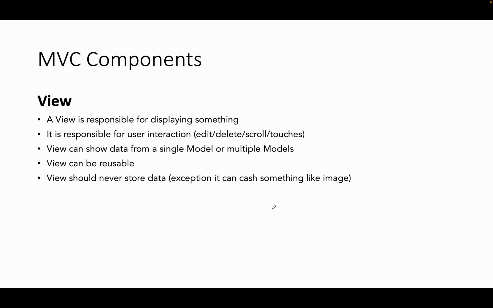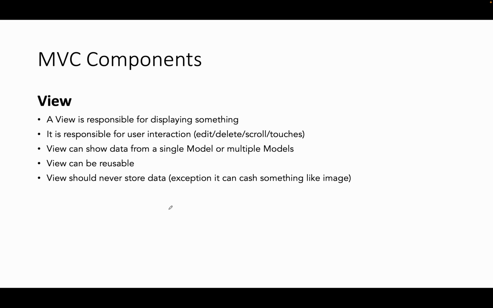Now the view is responsible for displaying something, obviously, and it is responsible for any kind of user action like edit, touches, scrolls, delete, anything. And it can show data from a single model or from multiple models. Like a view can show data from Core Data, and at the same time it can show data from the internet in the same view. So it can have multiple models.